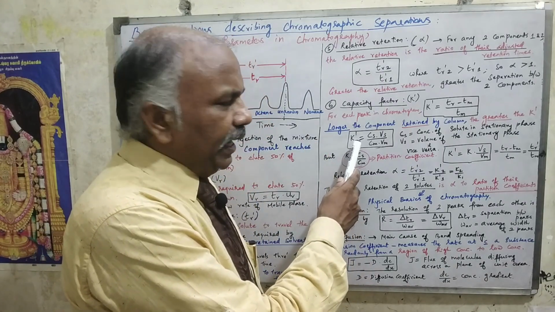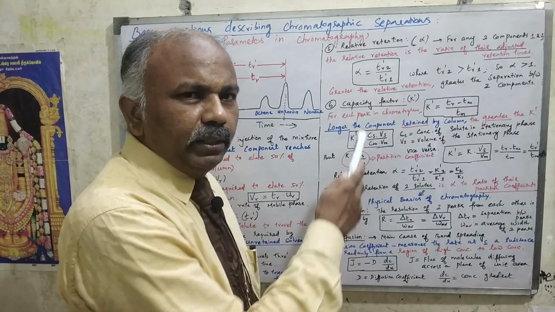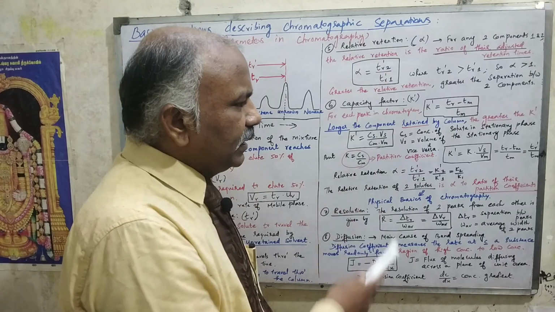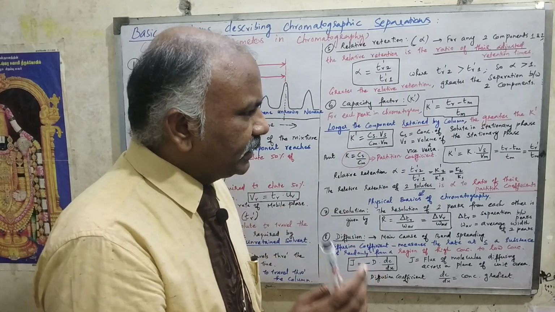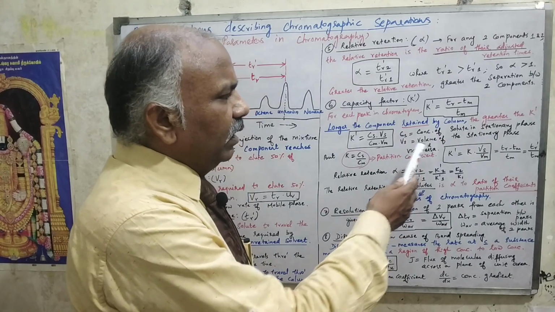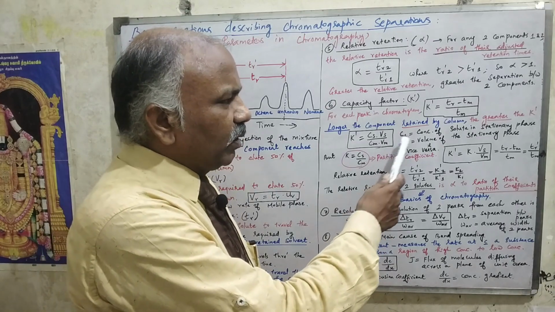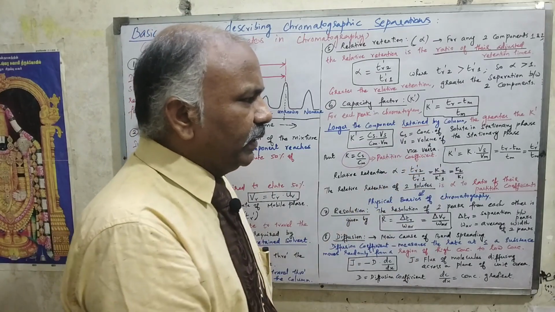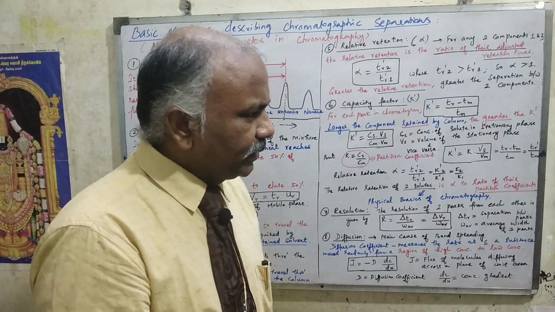So in other words, K dash is equal to Cs into Vs divided by Cm into Vm. What is Cs? Concentration of solute in the stationary phase, that is called Cs, and Vs is the volume of the stationary phase, and vice versa.